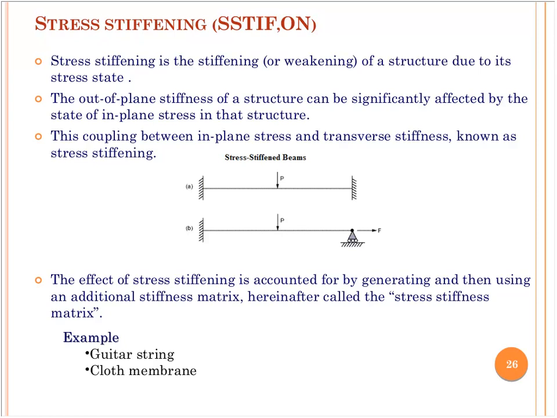The typical example I could give you is a guitar string. As we tighten the guitar string, it increases the lateral stiffness, so it starts vibrating at a different frequency and produces a different tone of music. Another typical example is any cloth. As we stretch the cloth and apply the load, it deforms less compared to keeping the cloth in a loosened state and applying the load. So this effect we call the stress stiffening effect. You can activate this using the stress stiff command.